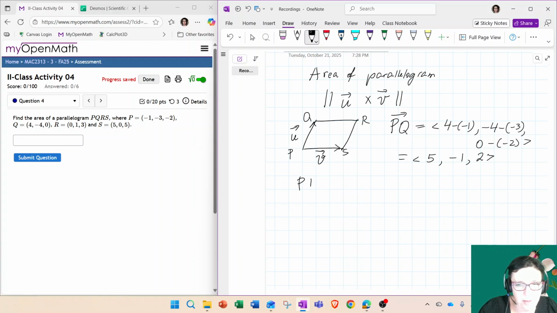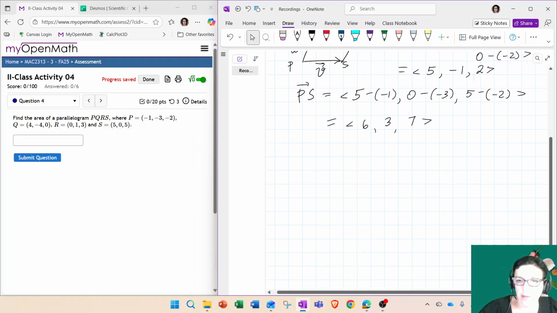Let's find PS actually. We definitely don't want to take it diagonal. We want to find two sides. So PS. Okay. So we're going to subtract coordinates of P from S. So that will be 5 subtract -1, 0 subtract -3, and then 5 subtract -2. Okay, so that will give us 6, 3, and 7.